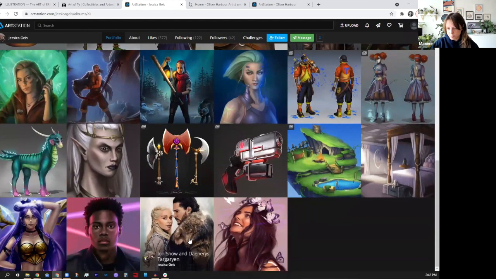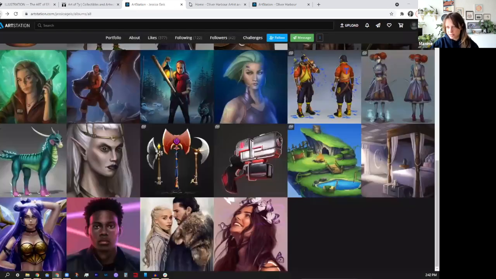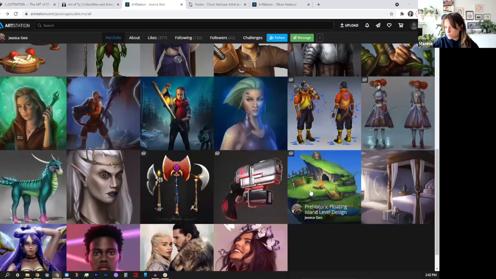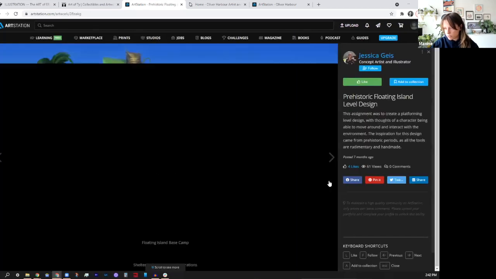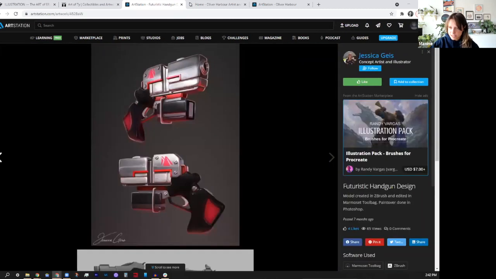Her work has always been good. Even before she joined CG Spectrum, she obviously had a talent for drawing. And then here you see some of the school assignments. And so this is what I was talking about. Again, these are really well done, but there's this, and then there's this kind of more futuristic thing.